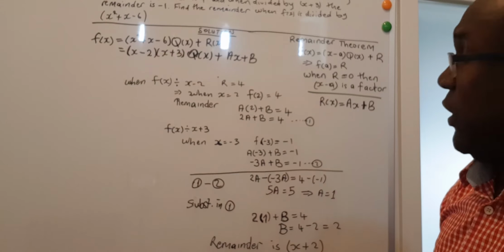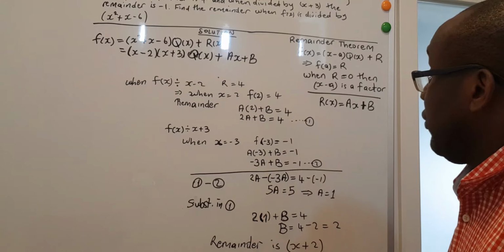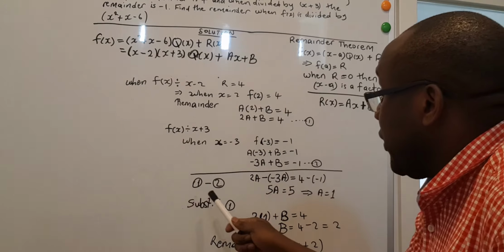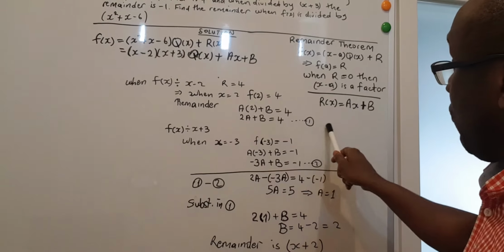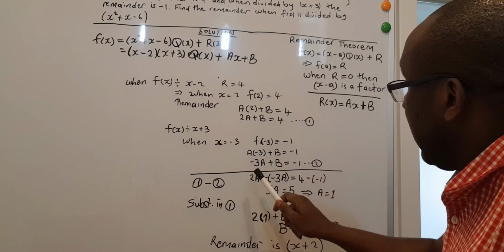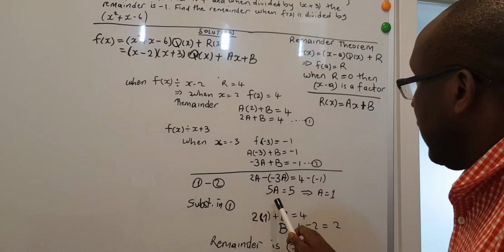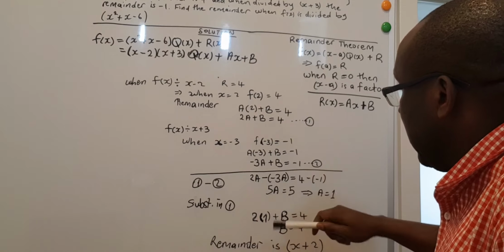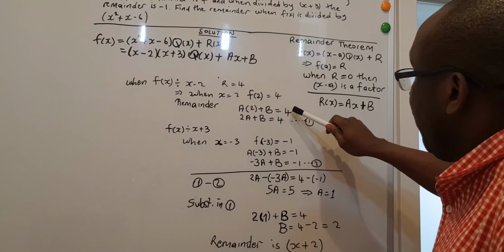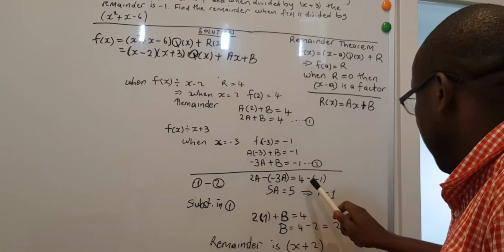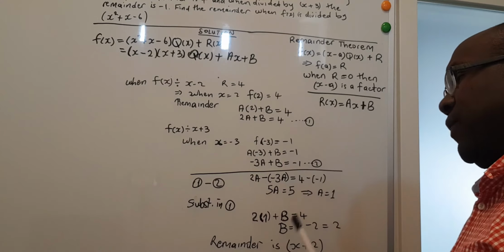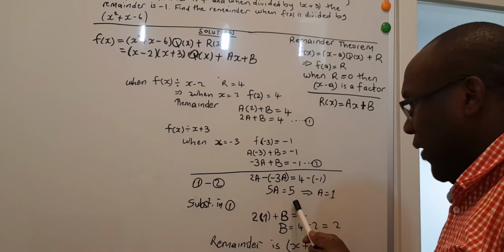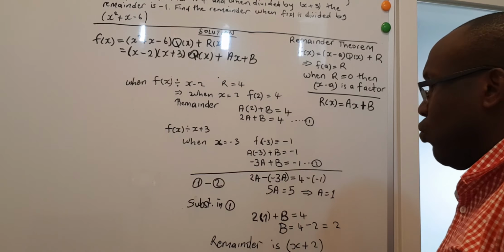One way of doing that is just elimination. So we subtract: equation 1 minus equation 2 means 2a minus minus 3a, that gives me 5a. And b minus b disappears. And 4 minus minus 1 becomes 4 plus 1, and that is 5. So if 5a is equal to 5, that means a is equal to 1.